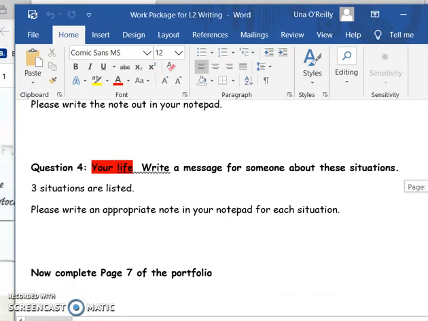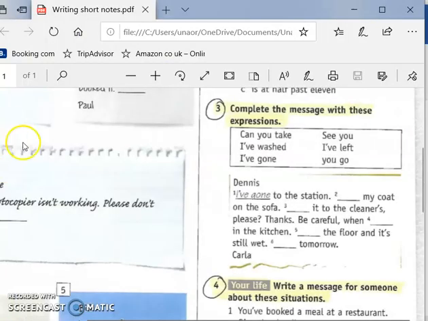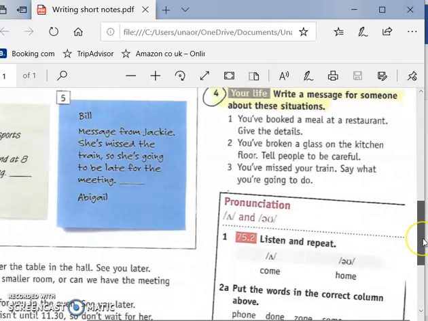Okay, number 4 then is write a message for someone about these situations. There are 3 situations listed. Okay, I'm not going to go through writing out messages. I'm sure you've given it a shot. You've booked a meal in a restaurant, give the details. Okay, so you would need the time, the place, most importantly, and maybe the name that it's booked under. You've broken a glass on the kitchen floor, tell people to be careful, and you've missed your train, say what you're going to do.